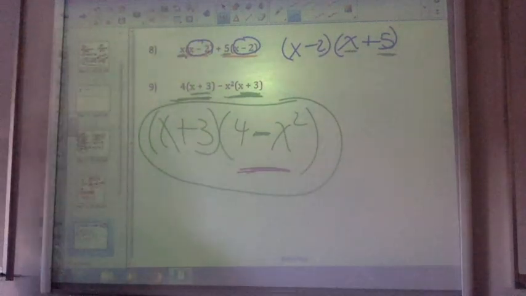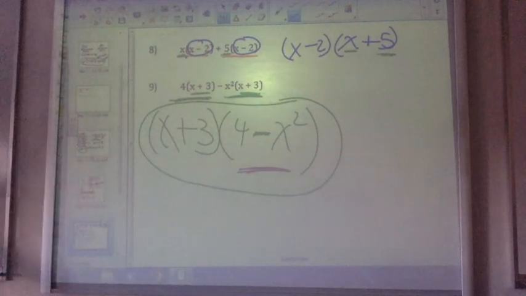Now, I'm going to put a little disclaimer with this. I would totally accept that answer right now, but the 4 minus x squared will actually be something that will factor out later. It's called the difference of two squares. I think we've talked about it a little bit, but we'll hit upon it right now. As of right now, x plus 3 and then 4 minus x squared, totally fine. But put a little underline under your 4 minus x squared to realize that would indeed factor out a little bit further.